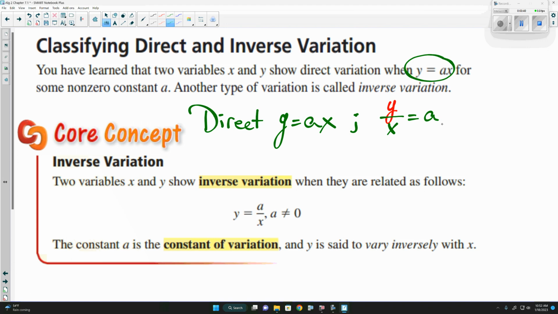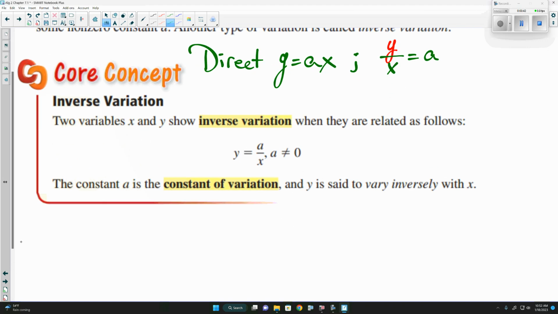Now, the other type of variation that we have is inverse variation. As one increases, the other decreases. So we have y is equal to a over x. And again, just like with direct variation, we can get x and y on the same side and get it equal to a. So for inverse, we can have y is equal to a over x, or we can have it as x times y is equal to a. Both of these are the same.